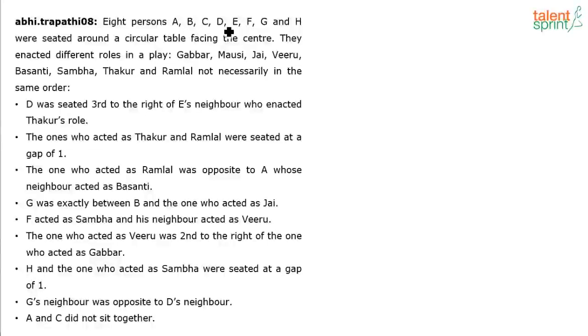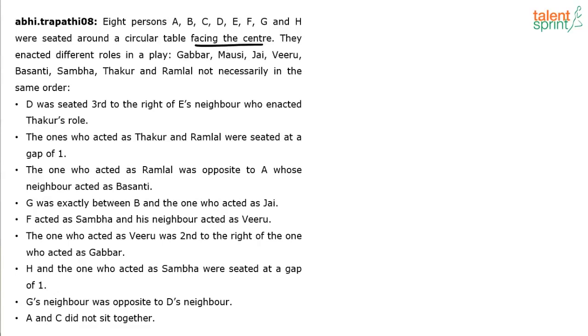8 persons A, B, C, D, E, F, G and H were seated around a circular table facing the center. They enacted different roles in a play among Gabbar, Mausi, Jay, Viru, Basanti, Sambha, Thakur and Ramlal, not necessarily in the same order, right? So all characters of the blockbuster Sholay. Anyway, so 8 persons, 8 different roles. The best part is all of them are facing center. So one problem is solved.